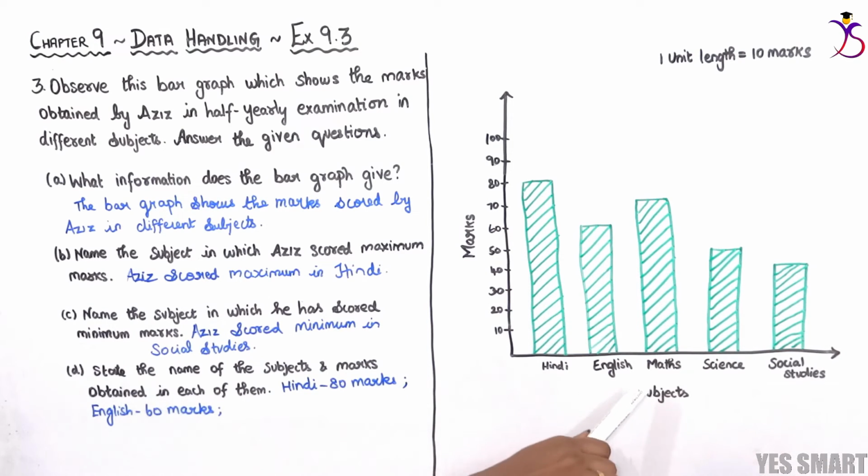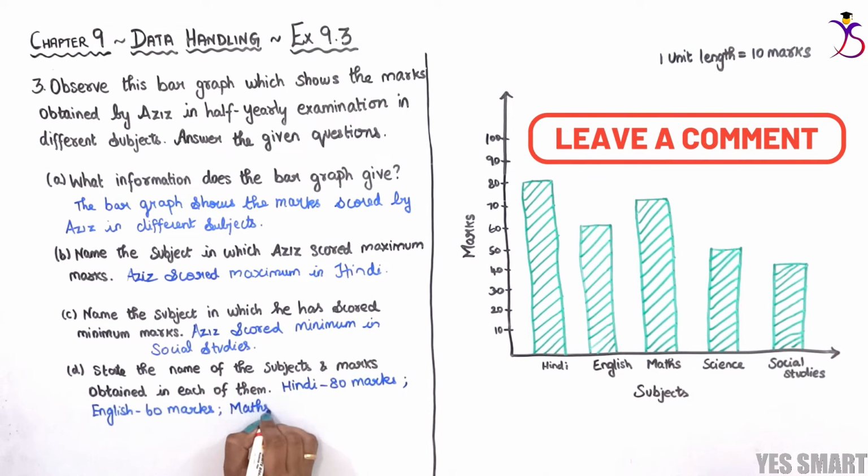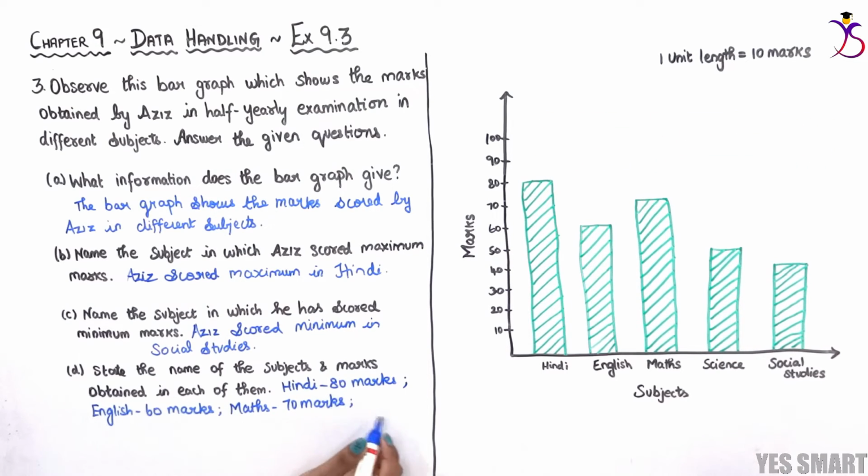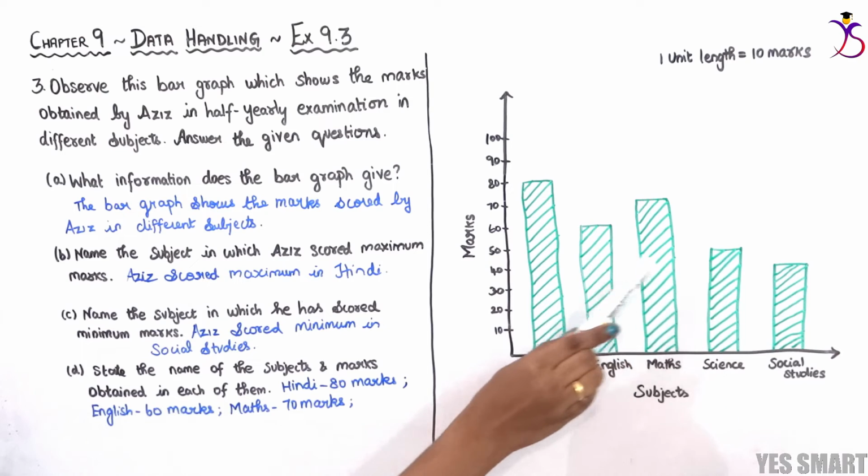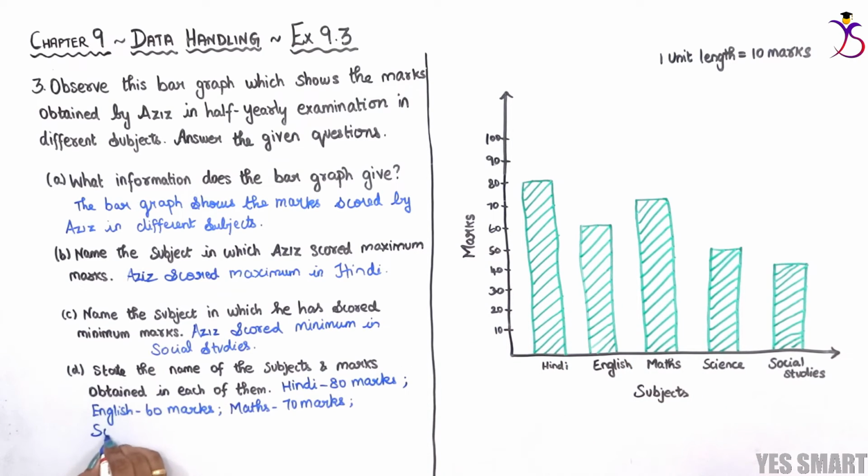Next, Maths, the bar graph touches the value 70. So 70 marks. For science, the bar graph touches the value 50, so it is 50 marks. And finally, social studies, the bar graph touches the value 40, so it is 40 marks. Hence, we have written the marks scored by Aziz against each subject.